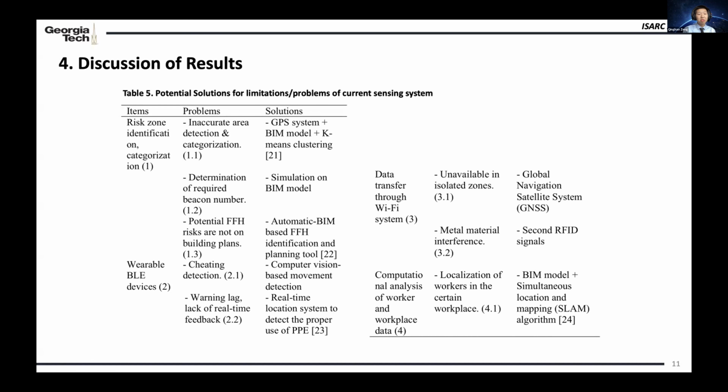So as we can see, for example, in terms of the risk zone identification and categorization, it has the problem that the potential FFH risks are not on building plans. So the potential solution could be an automatic BIM-based FFH identification and planning tool, with the assistance of the BIM platform. And the required beacon number can be calculated through simulation on the BIM model to determine whether the number is sufficient or not.